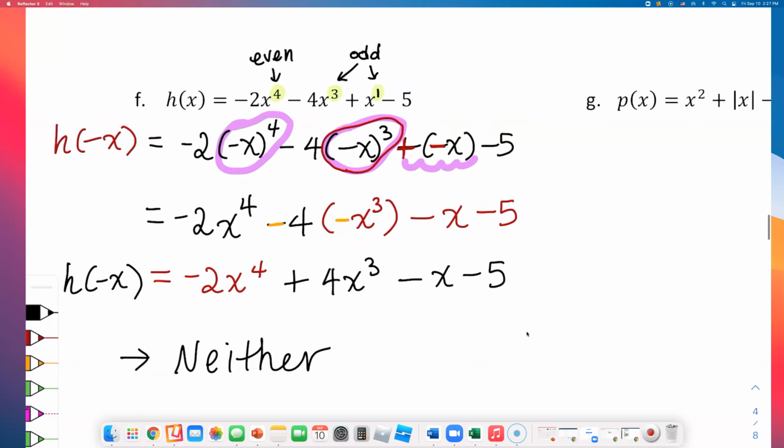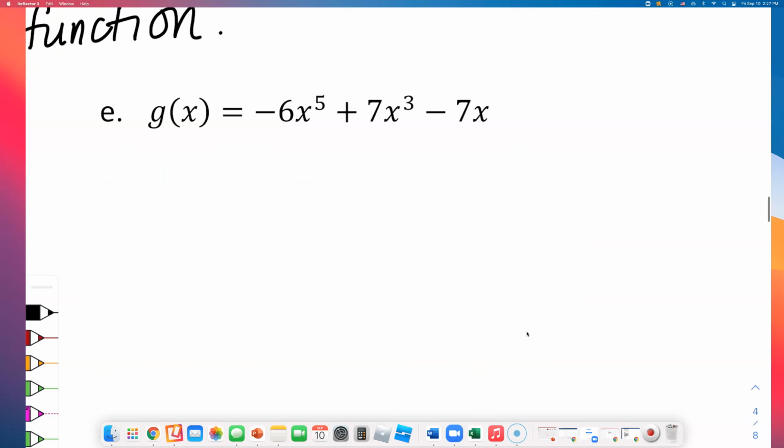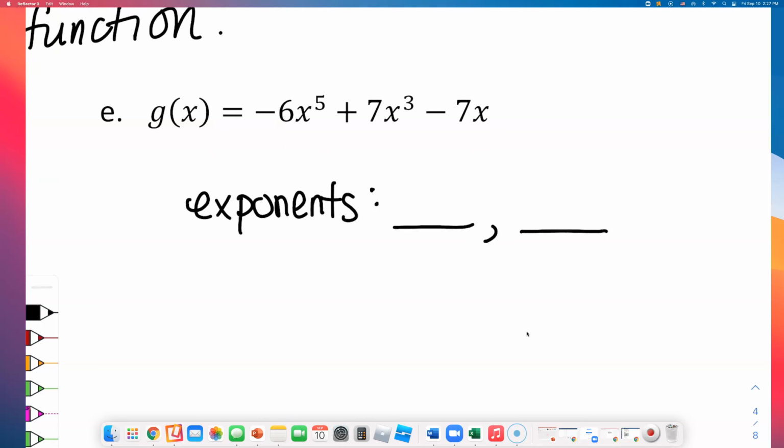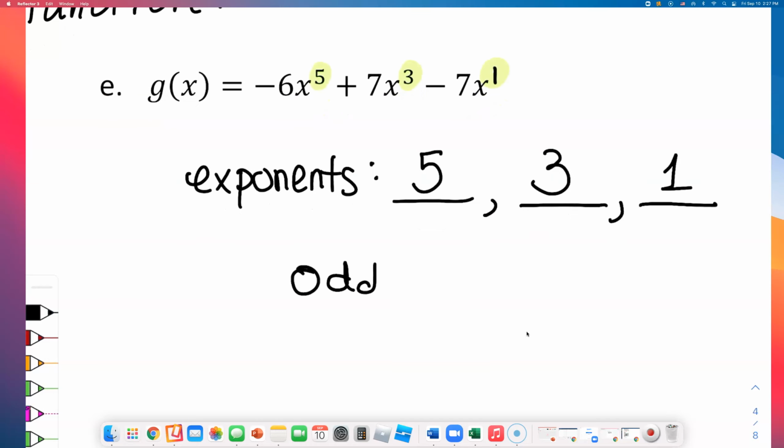So if I apply that method over here, let's just check the exponents. I have 3 exponents, right? The first one is 5. That's odd, so this function has a chance of being an odd function. Next one, oh look, that's a 3. That's another odd number. So far so good. I think it's going to be an odd function. What about the last one? That's 7x to the first power, and 1 is an odd number. Because all exponents are odd, we can say this is an odd function. If one of them is even, we're going to have to say neither, okay?